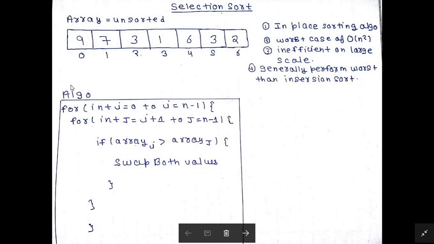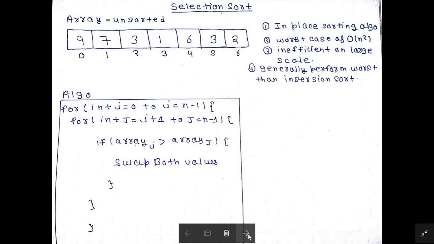So the algorithm of this sorting algorithm is that we take a variable i that points to the first element and a variable j that points to the next element after i. For example, if i is pointing to 9, then j is pointing to 7, and then we run i from 0 to 6 and j from 1 to 6, and whenever the value of i becomes greater than the value of j, we just swap it.